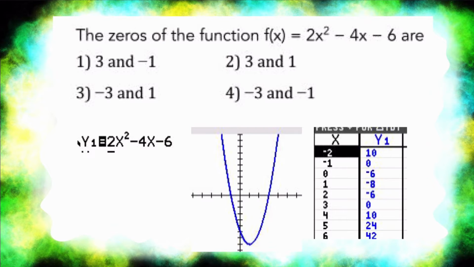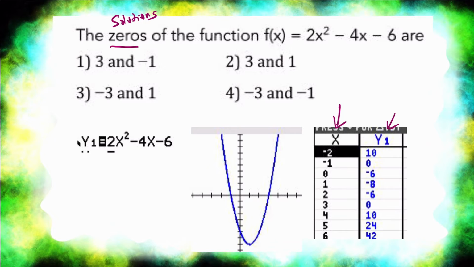Let's look at the first question. The zeros of the function 2x squared minus 4x minus 6 are... so when they say zeros, they really mean the solutions. Zeros are your x values when y is 0.